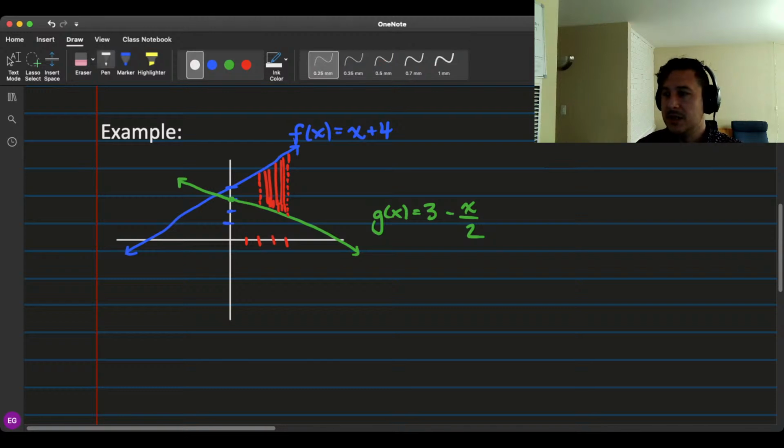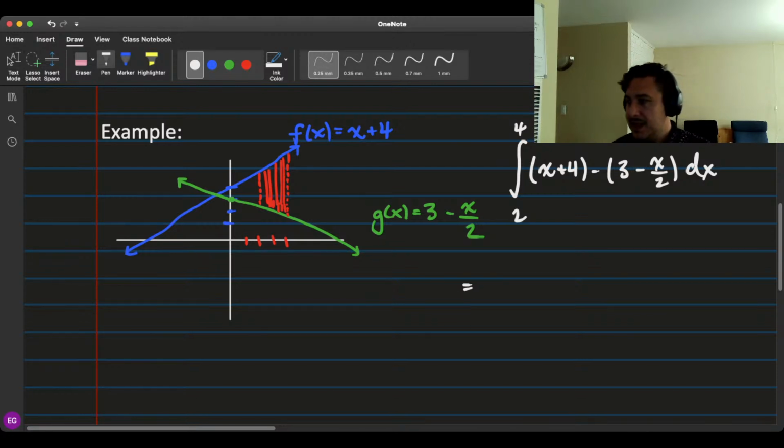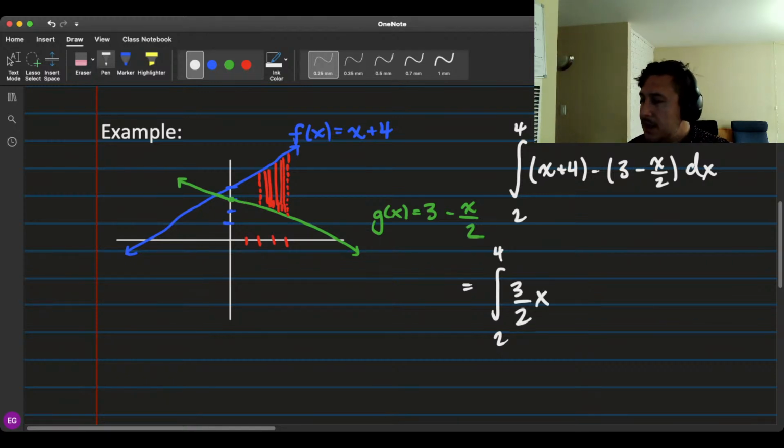Okay, so it's pretty straightforward to do this calculation. We're going to be integrating from 2 to 4. We plug in f of x, which is x plus 4. We subtract 3 minus x over 2. There's our dx. So setup's pretty easy. Then we just start simplifying. So you're going to have x. The double minus will distribute a plus, so we'll get 3/2 x. The 4 minus 3 is 1, so you get plus 1. Okay, that's not that bad.